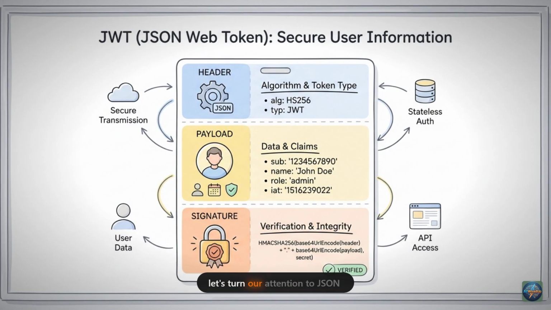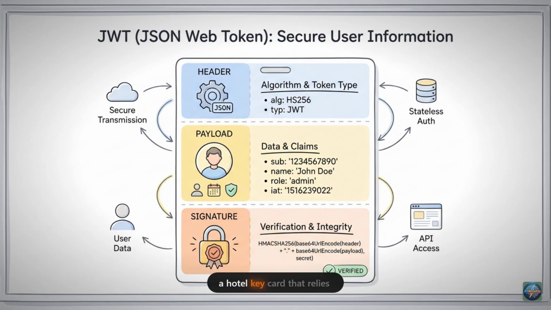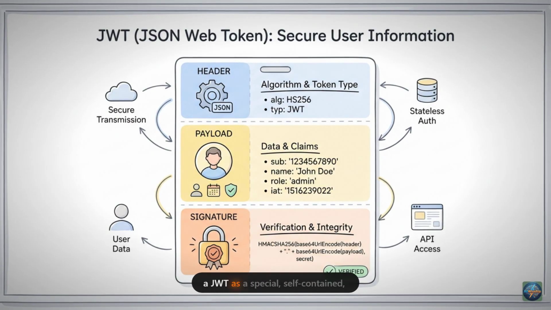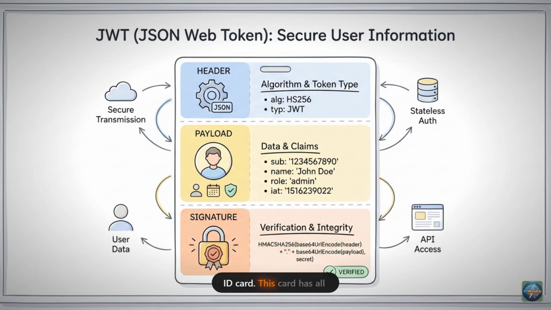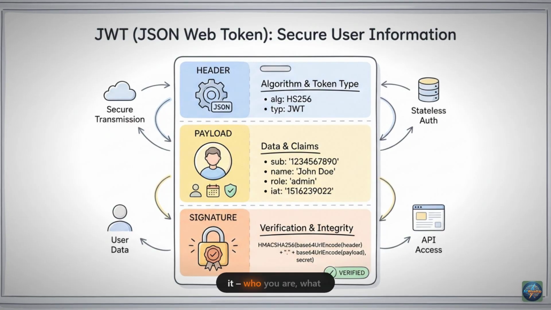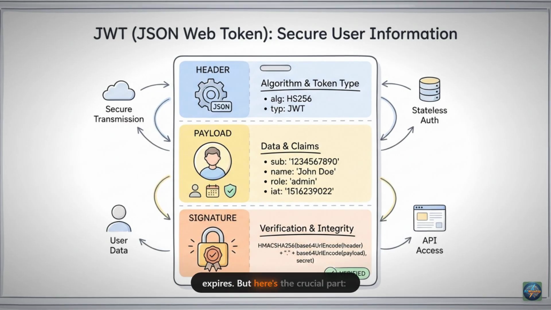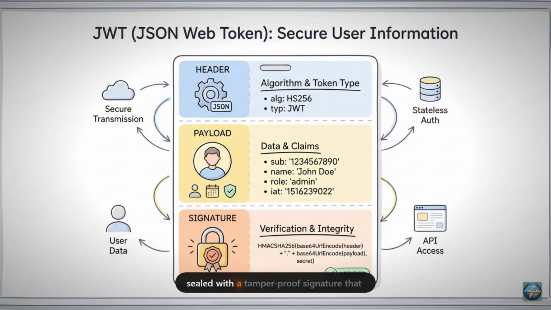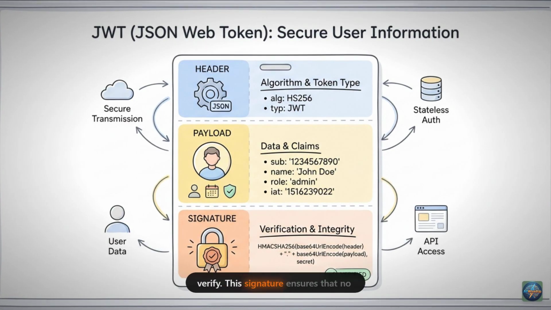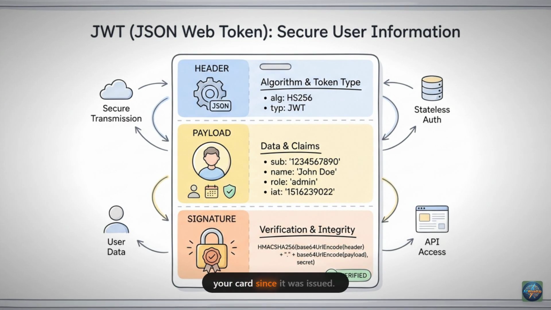Now let's turn our attention to JSON Web Tokens, or JWTs. Instead of a hotel key card that relies on the front desk's records, imagine a JWT as a special, self-contained, signed ID card. This card has all your necessary information directly printed on it: who you are, what permissions you have, and when it expires. But here's the crucial part. It's sealed with a tamper-proof signature that only trusted authorities can create and verify. This signature ensures that no one has altered the information on your card since it was issued.